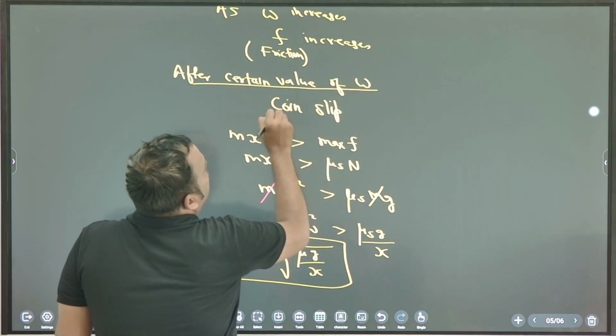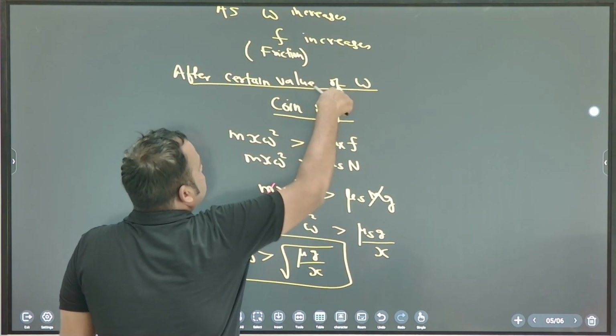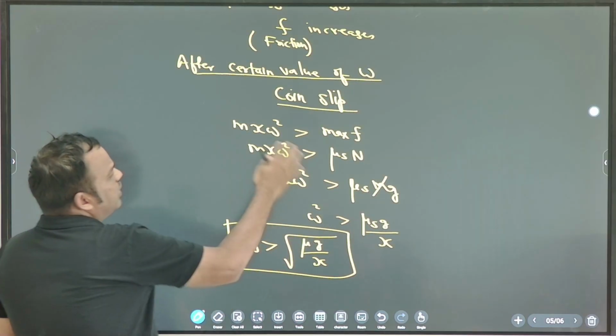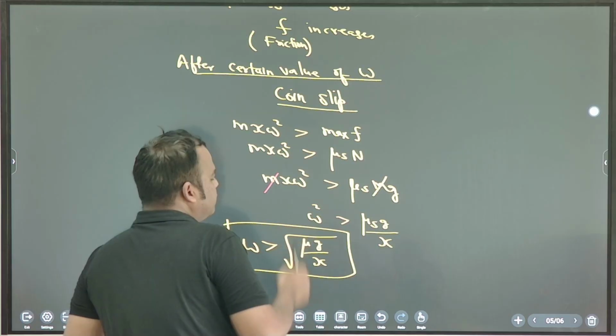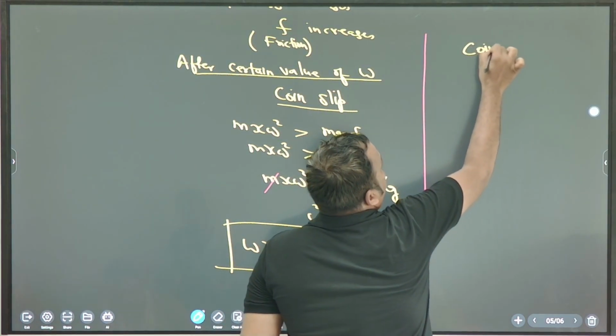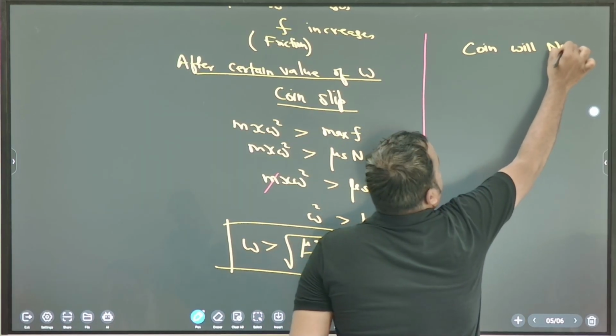So if you want the coin to slip, omega must be greater than this. What if omega is less than or equal to this? Then the coin will not slip.